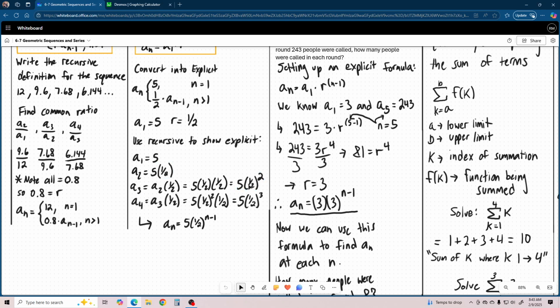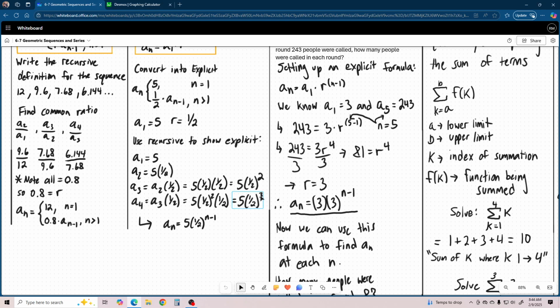A sub 4 is going to be this times 1/2, because we're just multiplying it again. So a sub 4 is going to be a sub 3 times 1/2. Remember, a sub 3 was 5 times 1/2 squared. So 5 times 1/2 squared times 1/2 equals 5 times 1/2 cubed, right?